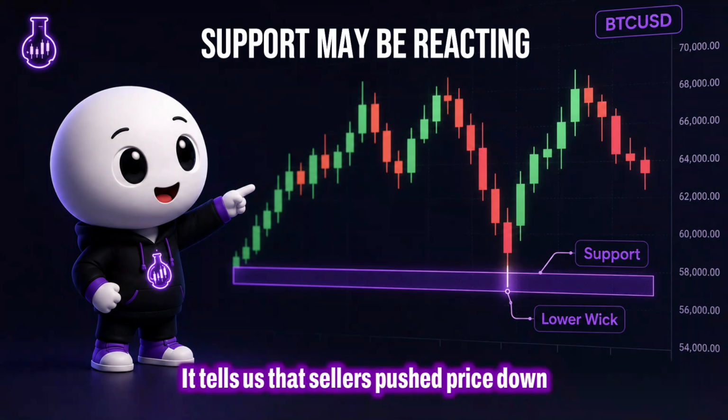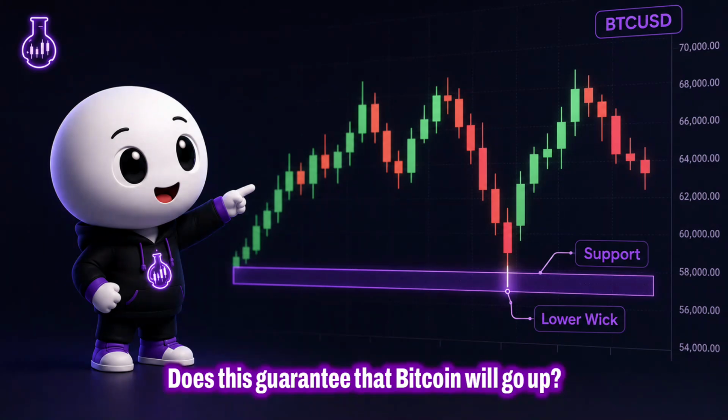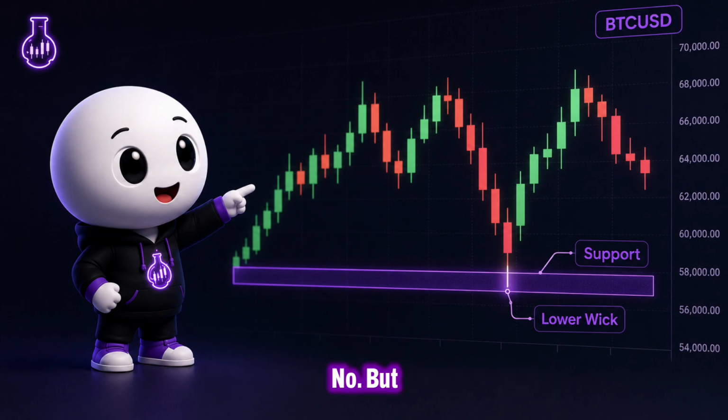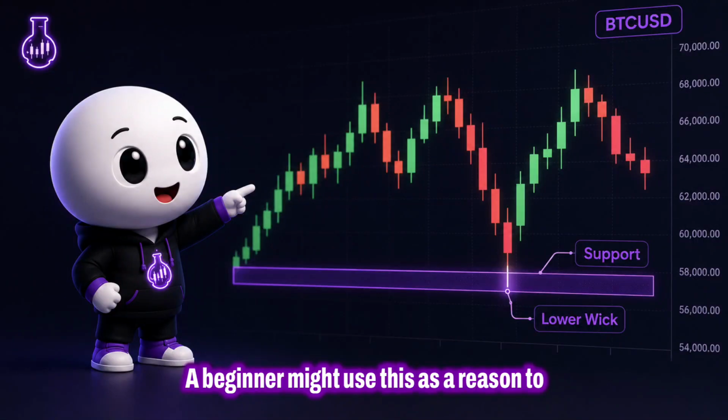It tells us that sellers pushed price down during that candle, but buyers reacted and pushed price back up before the candle closed. Does this guarantee that Bitcoin will go up? No. But it gives traders a clue that support may be holding. A beginner might use this as a reason to watch closely, not to blindly enter.